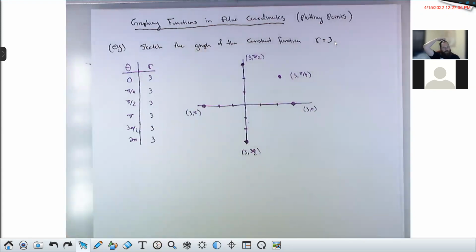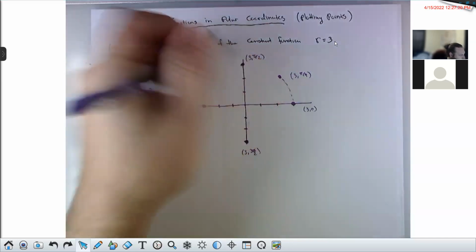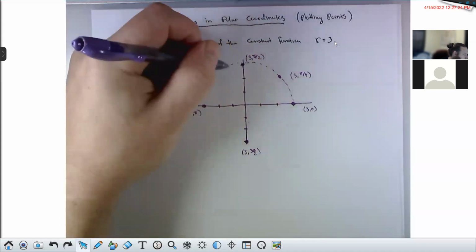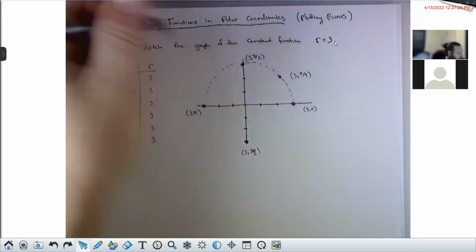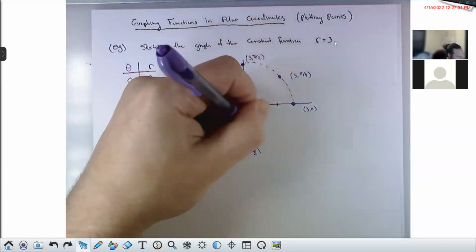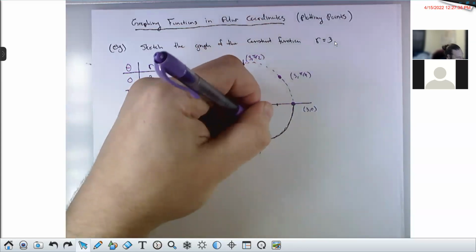What do you think this curve is? Yeah, if r is always 3, then no matter what angle theta is, you're always going to be on this circle of radius 3. So that's the curve.